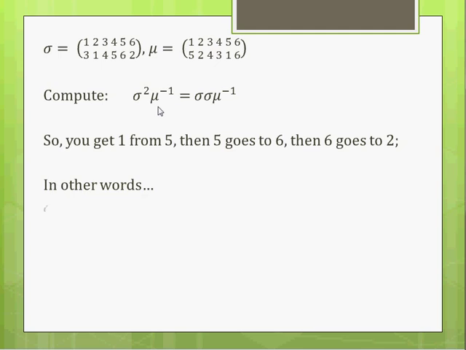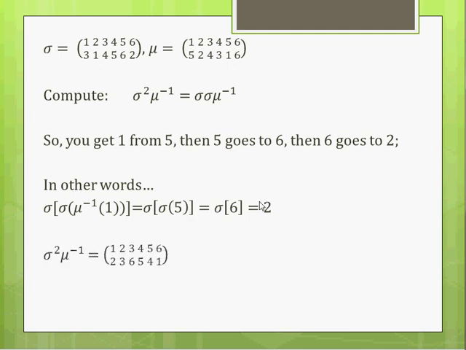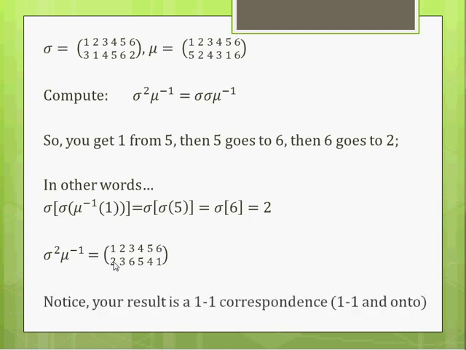So, in other words, if we're looking for the result for our first number in our permutation, it reads like this. mu inverse of 1 is 5, sigma of 5 is 6, and sigma of 6 is 2. So you can see 1 goes to 2, and so forth. And notice our result is a one-to-one correspondence.